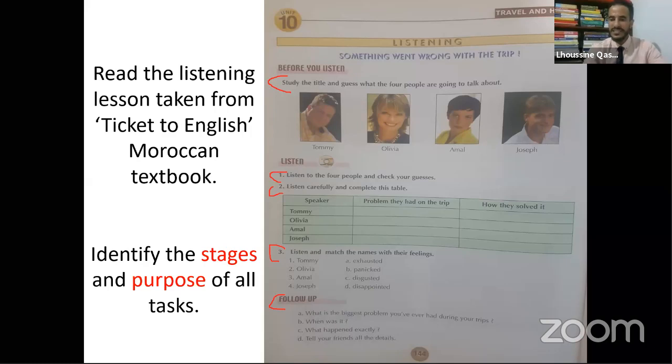Listen for gist, for specific information. Number 1, listening for details, Sibyl said. From observing to listening. Listen to the 4 people and check your guesses. Yes, it's for gist. Listening for general ideas, okay. But here it depends on the listening again.